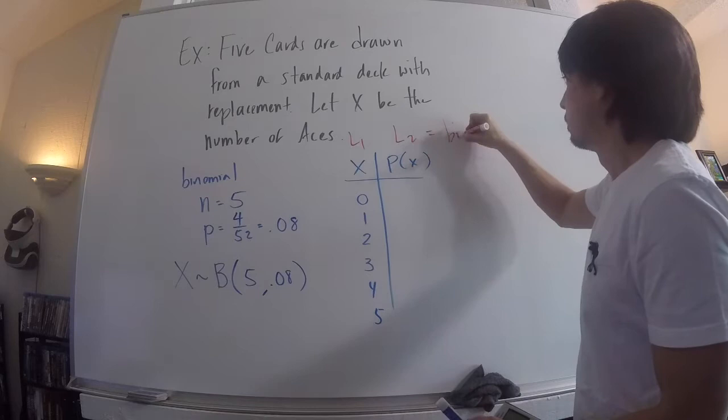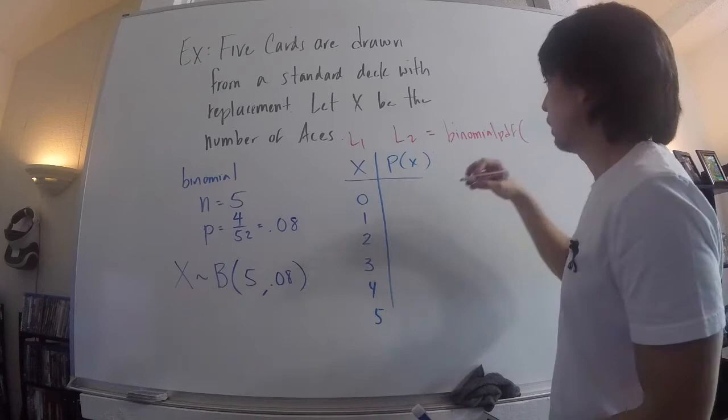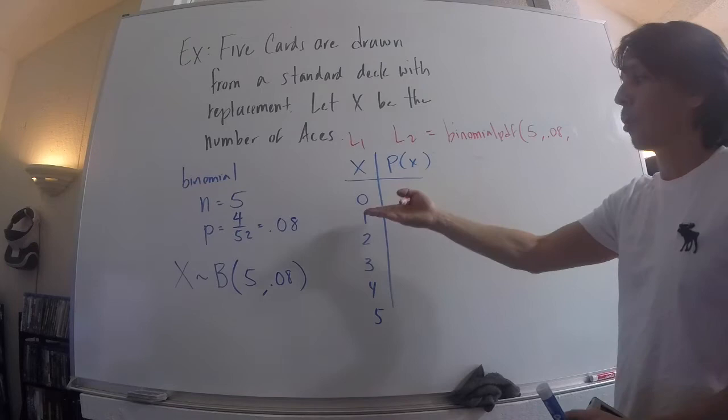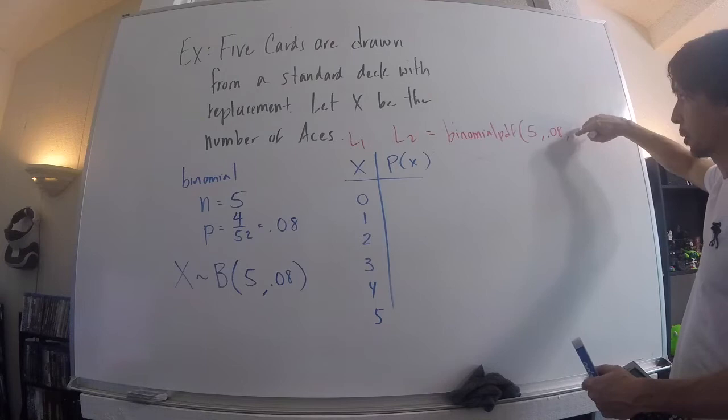If you recall, it takes n, which is 5. Then p, which is 0.08 or 0.0769, but I'm going to use a rounded figure to two places. And then your k. And for the distribution, you're going through all the k's: k0, k1, k2, k3. So if I put k equal to 2, it gives me the probability for that.